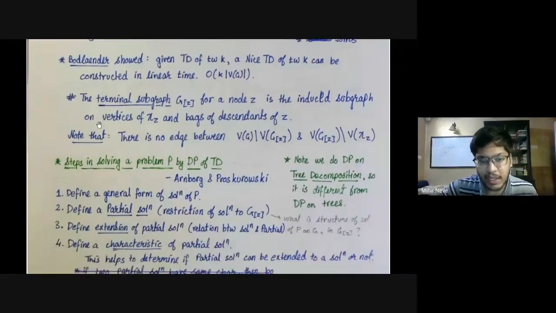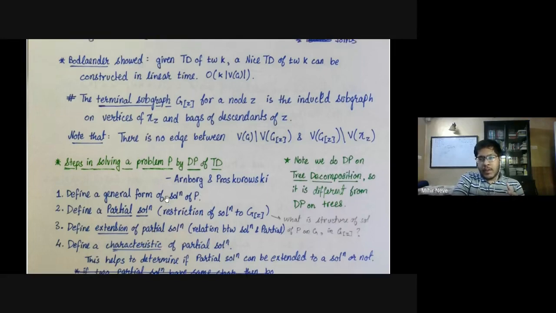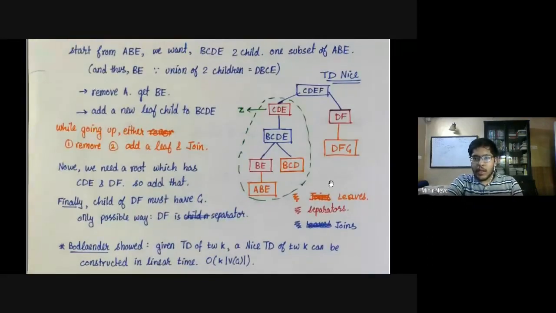Now comes the actual algorithm for solving problems using tree decomposition with dynamic programming. The idea is as follows. As a first step, suppose there is a problem P that I want to solve. Now, how should I go about solving this problem using dynamic programming? The first step is to find out what a good solution would be. So first we define a general solution of P that I wish to attain. Now note that ultimately you are going to travel your dynamic programming through the nodes of this tree.